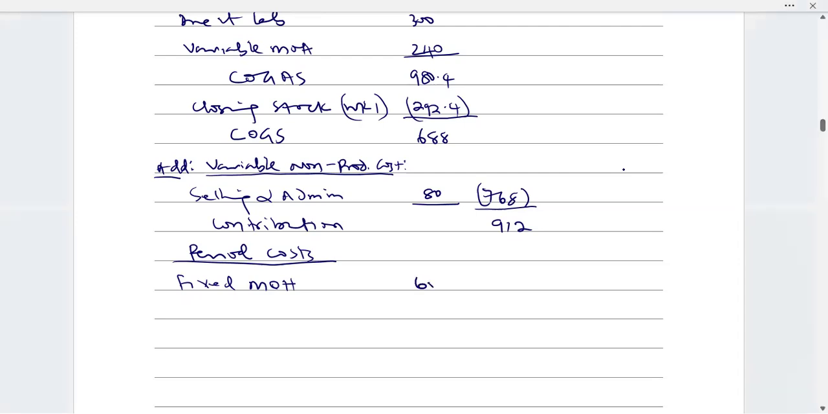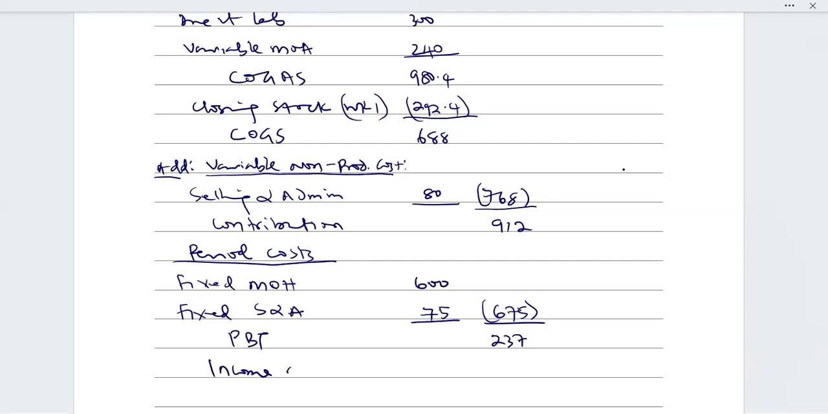So I will then come here. Here is 600,000. I will go back to the question: what are the other fixed costs that have been incurred? We also have fixed selling and admin, which is 75,000. When you add the two together, that's 675. So 912 minus 675, that's 237. This 237 is called profits before tax. So you need to less income tax at 40%.